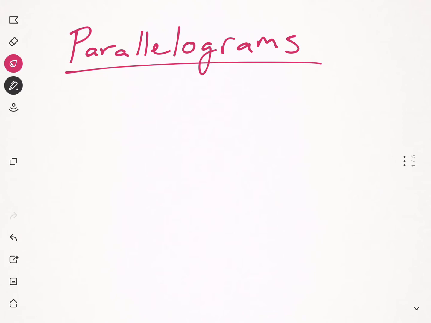So first let's discuss what makes a parallelogram. A parallelogram is named a parallelogram because it has two pairs of parallel sides.